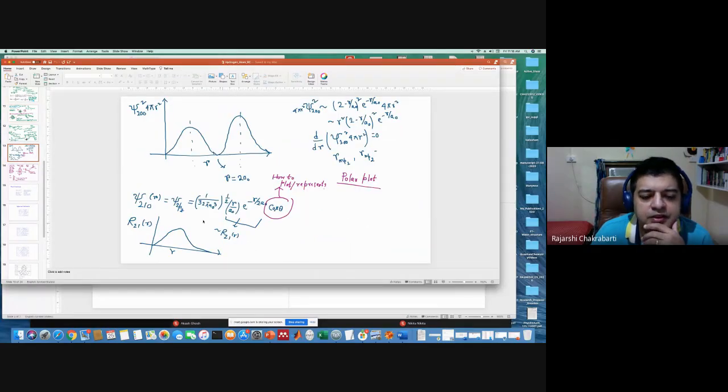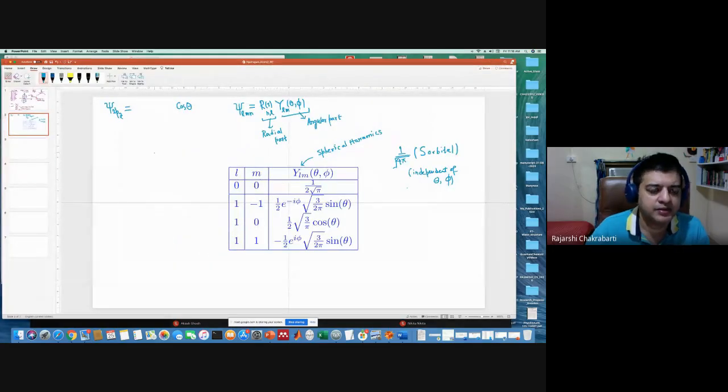What is this? This is your 2pz. Some constant times r times exponential of minus r over a0. Why? How do I know this? This part will come from your R, also this part. Okay. So let us write it down here. If I write it down, you will see that whatever is there, some constant times r.